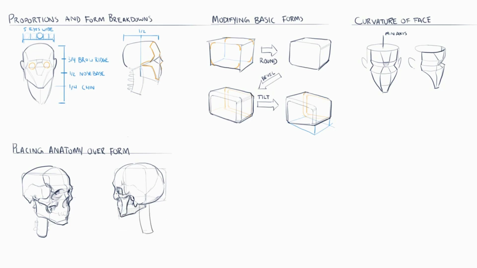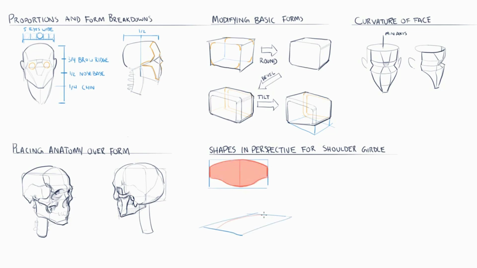We can use flat shapes stretched into perspective to block out structures like the shoulder girdle. I'll start by drawing the rough shape of the clavicle and scapula in a two-dimensional view, and then I'll transpose that flat plane in perspective, and draw the same shape within it. I can then start to add volume and some of those curves that I used earlier to sketch something that resembles the actual anatomy.